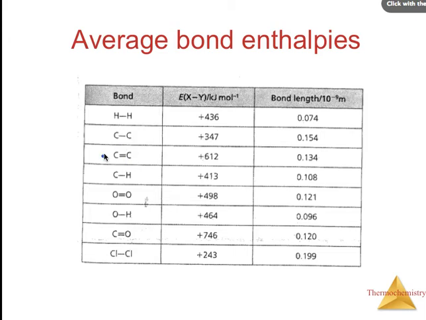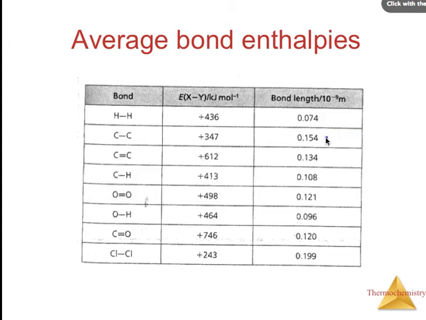For a carbon double bond, it takes 612 kilojoules. So a couple things you should note here. One, the more energy it takes to break a bond, the stronger the bond was. Double bonds tend to be stronger than single bonds. Triple bonds are stronger than double bonds.